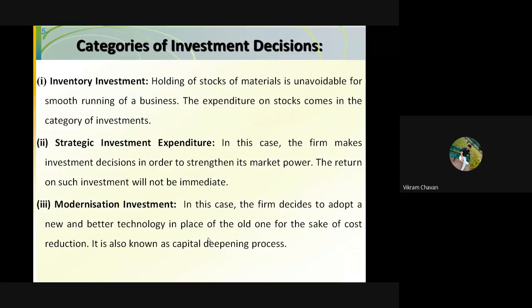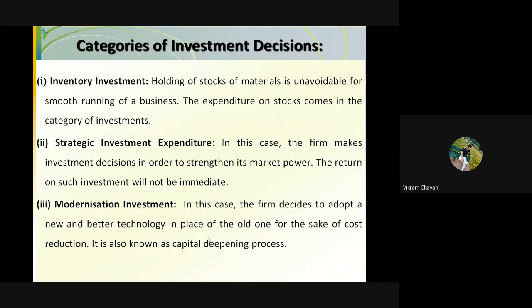Then some of the companies want to establish hotels and malls. So that is a new line for the company, and they want to enter into the selling of flats. So that will be another type of investment. That will be the strategy for that particular company to enter a new sector. So that comes under strategic investment.